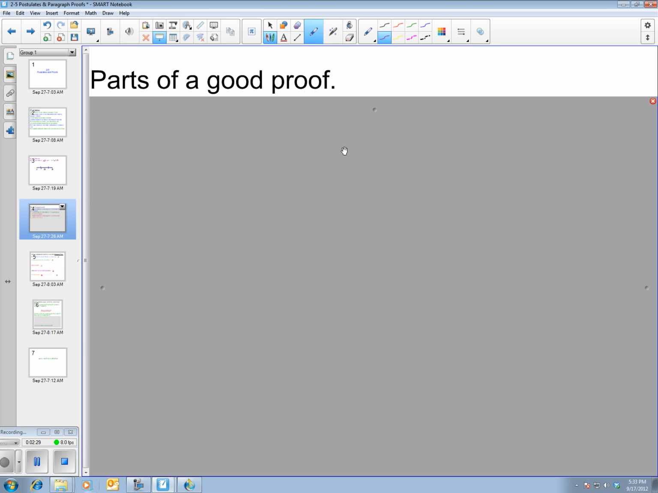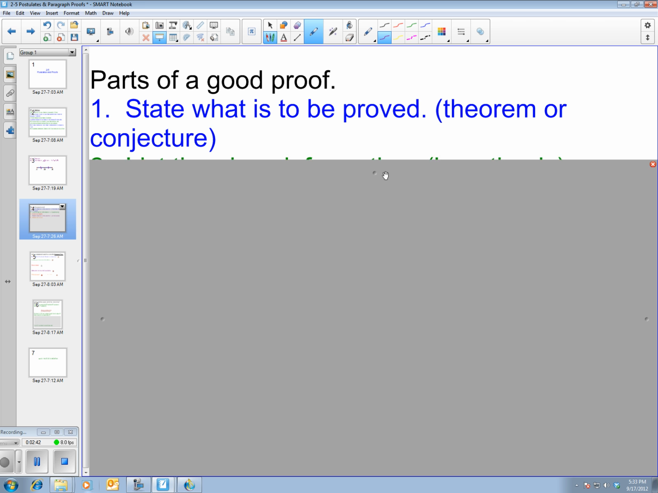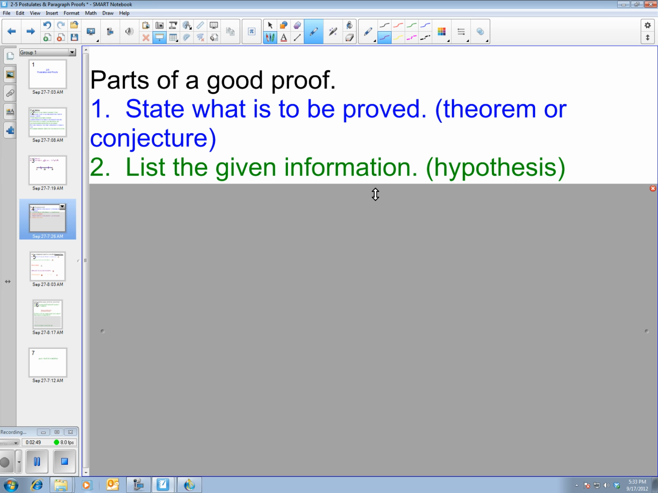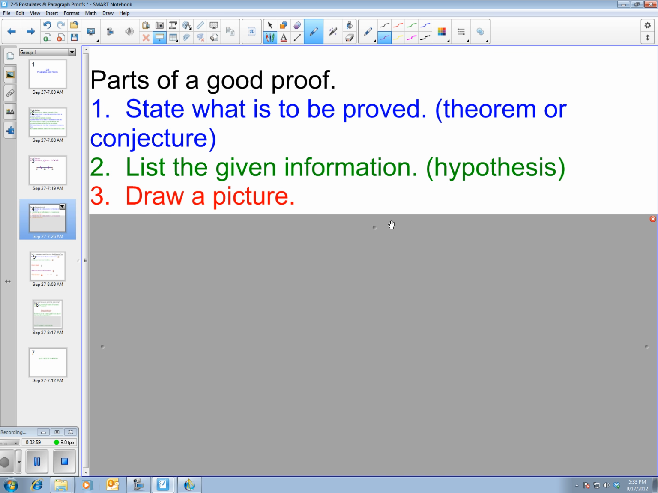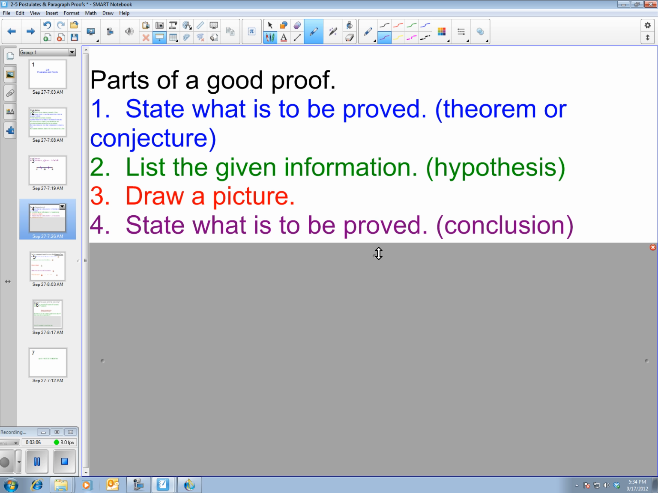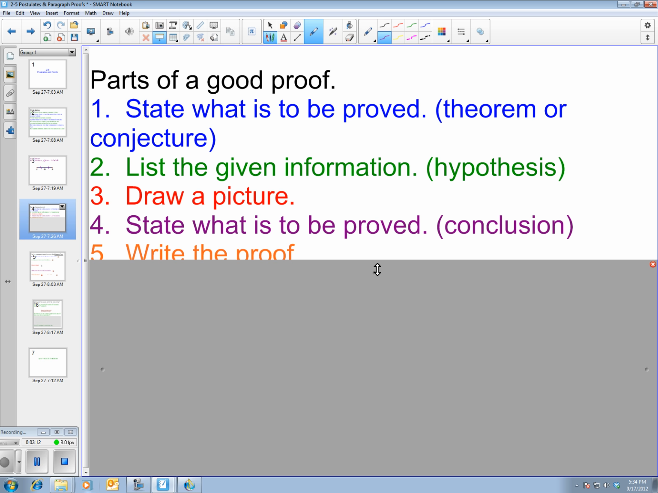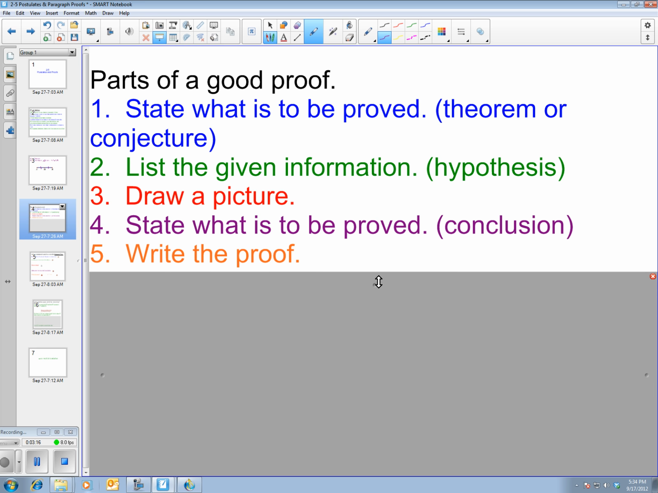Proof. We'll be doing proofs throughout geometry, so it is good to get used to how to write them and the format that you should write them in. There are a few parts of a good, well-written proof. First off, we need to state what is to be proved, the theorem or the conjecture. Next, we list the given information. This is the hypothesis, or the if part of a statement. Next, draw a picture. Pictures are always helpful, just like they are in word problems. Next, state what is to be proved, the then part, or the conclusion of our conditional statements. Next, and finally, write the proof.